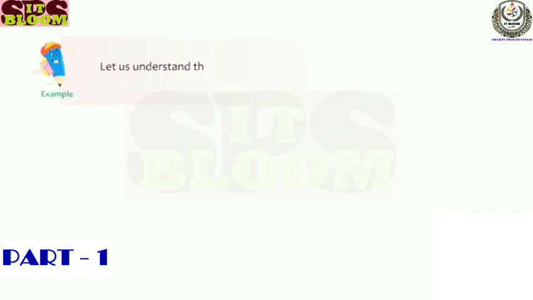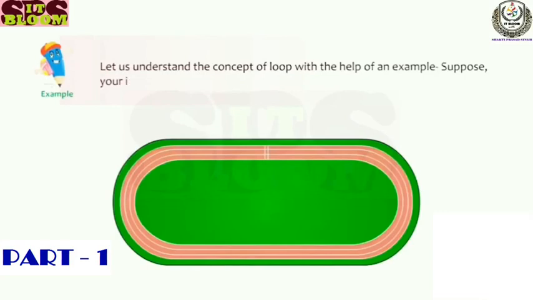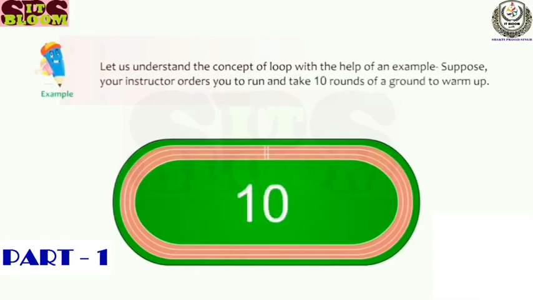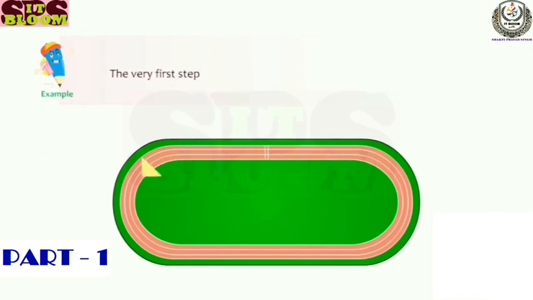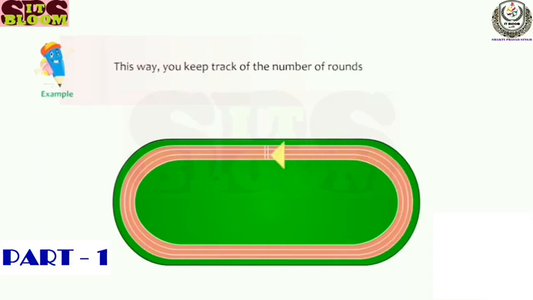Let us understand the concept of loop with the help of an example. Suppose your instructor orders you to run and take 10 rounds of a ground to warm up. The very first step needed is to fix a starting point and then start running. On reaching the starting point again, you complete a round. Then you take the second round and so on. This way you keep track of the number of rounds until the process gets completed.